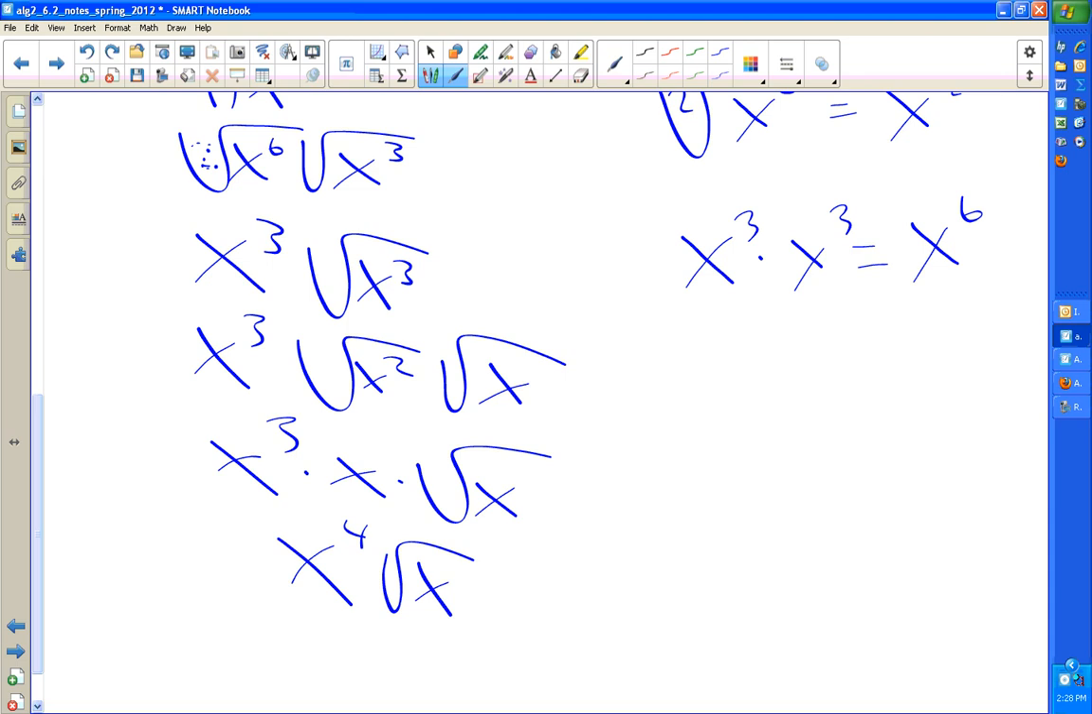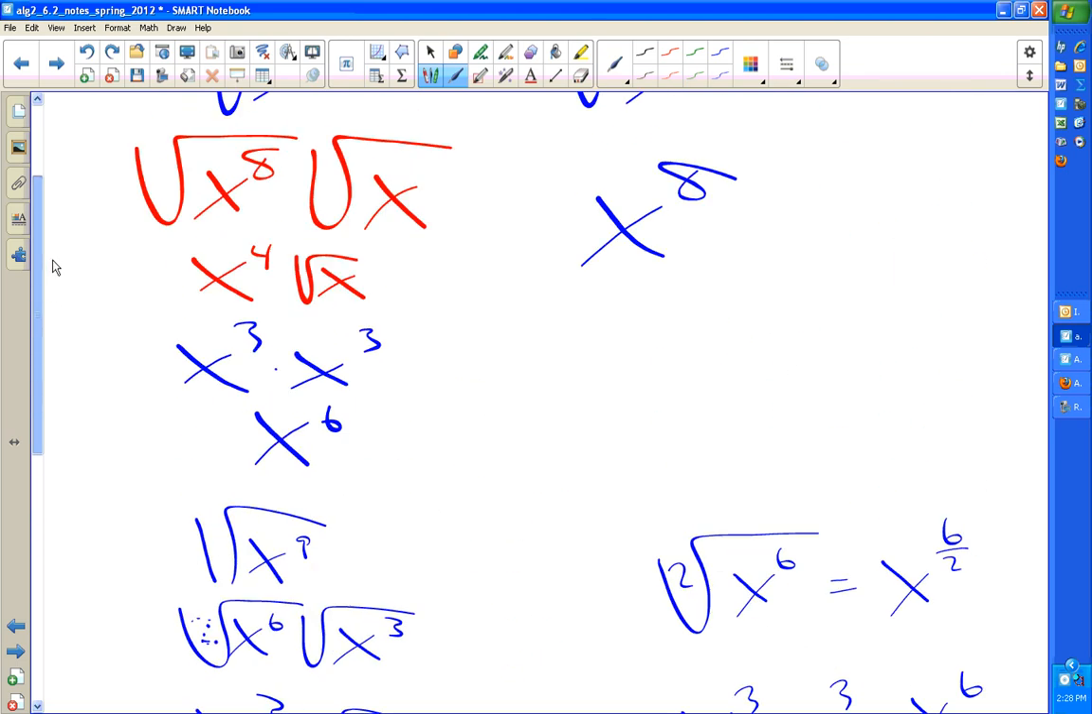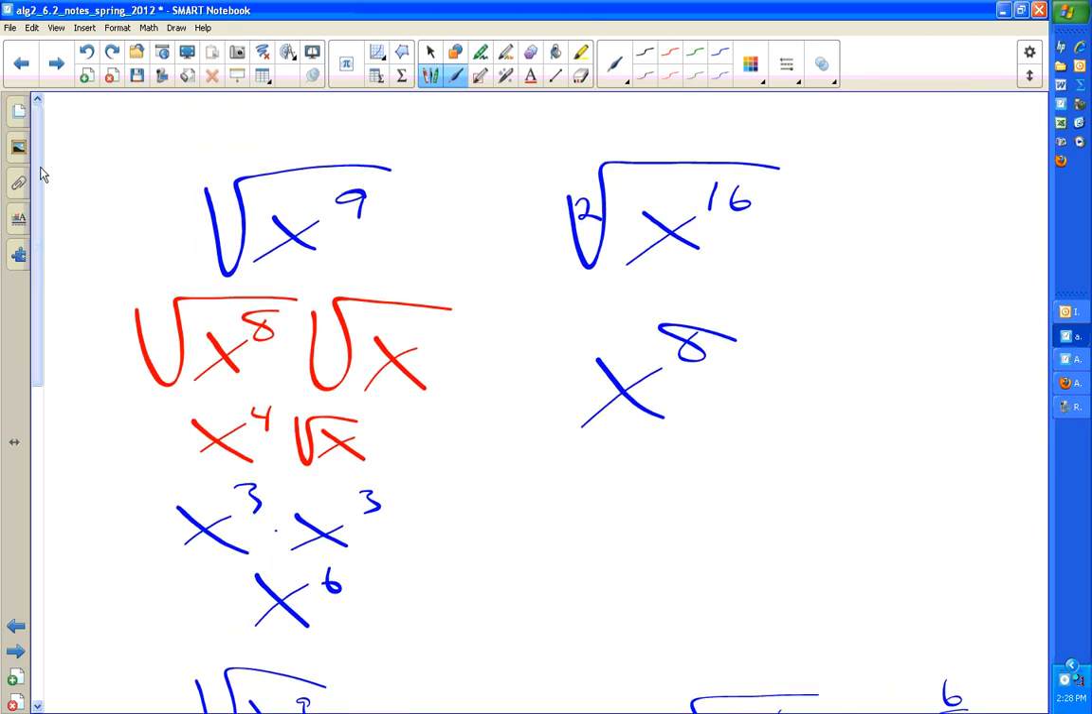Basically, you just divide. Again, this isn't always going to be a 2. It could be a 3 or 4 or 5 or 6. You need a multiple of the index. The biggest multiple of 2 that's less than 9. So again, the square root of x to the 16th, the big mistake is to say it's x to the 4th. It's not. It's x to the 8th.